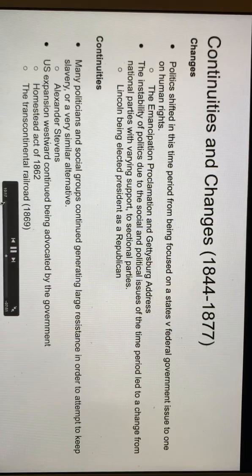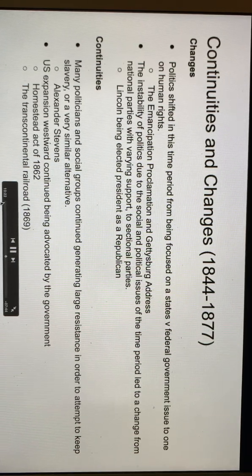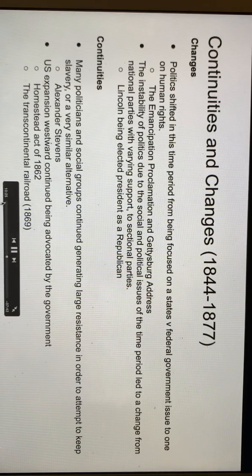So changes during this time period include the politics that shifted from being focused on a states versus federal government issue to one on human rights. So this really didn't happen until the Civil War, until mid-Civil War, with the Emancipation Proclamation and the Gettysburg Address, which was really a realization that they were fighting for African American rights and they could no longer just contain slavery. They had to abolish it.